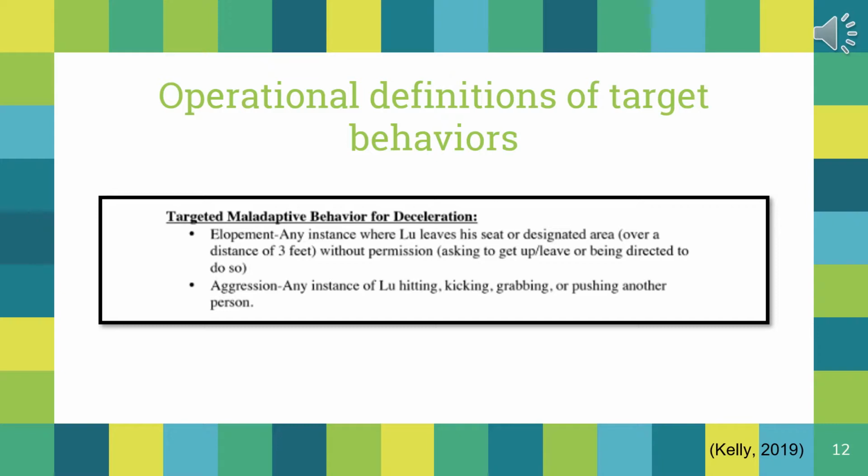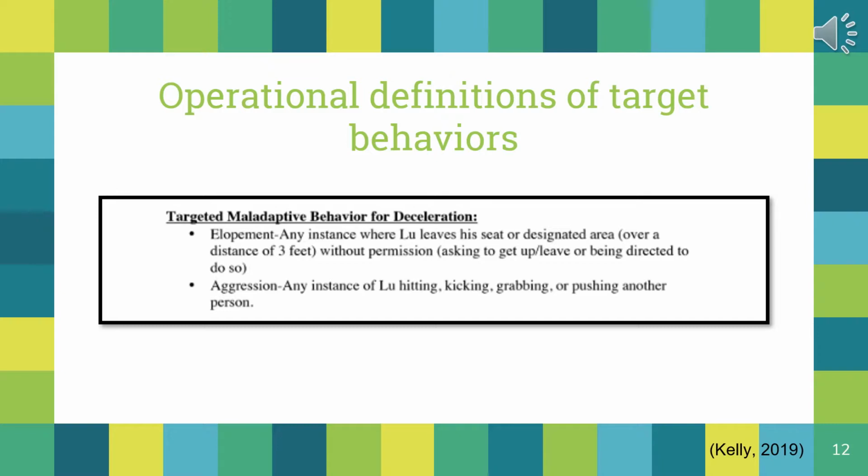This behavior reduction plan has 2 target behaviors: elopement and aggression. Elopement is defined here as any instance where Lu leaves his seat or designated area over a distance of 3 feet without permission, which is asking to get up, leave, or be directed to do so. Aggression is defined as any instance of Lu hitting, kicking, grabbing, or pushing another person.